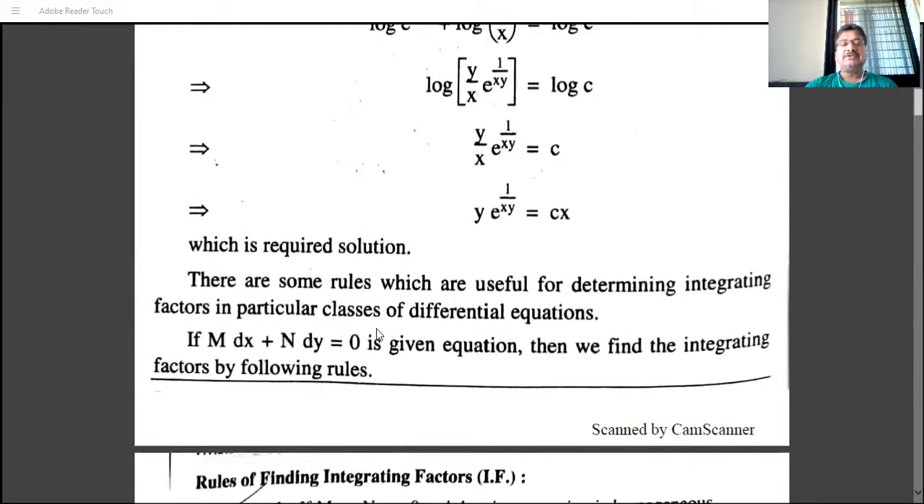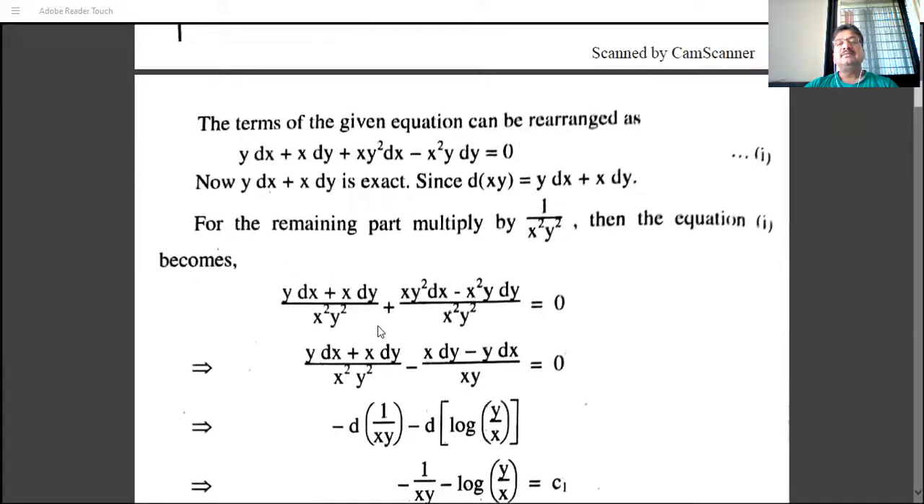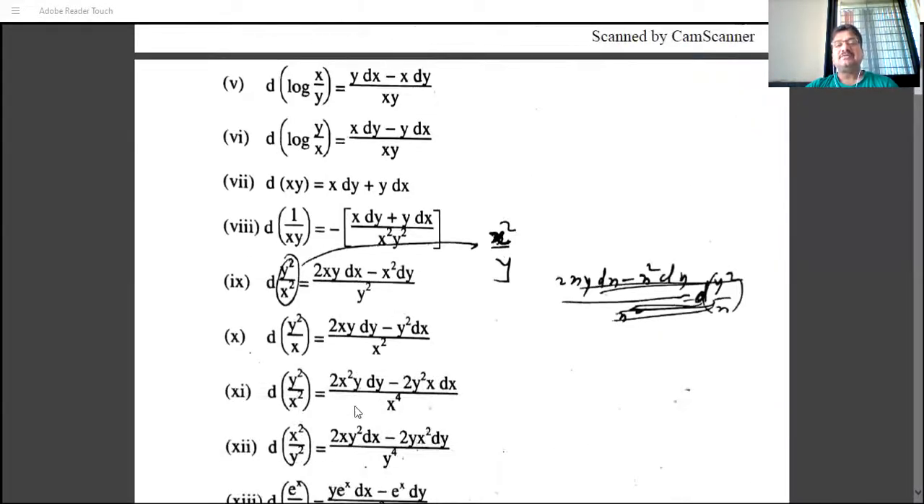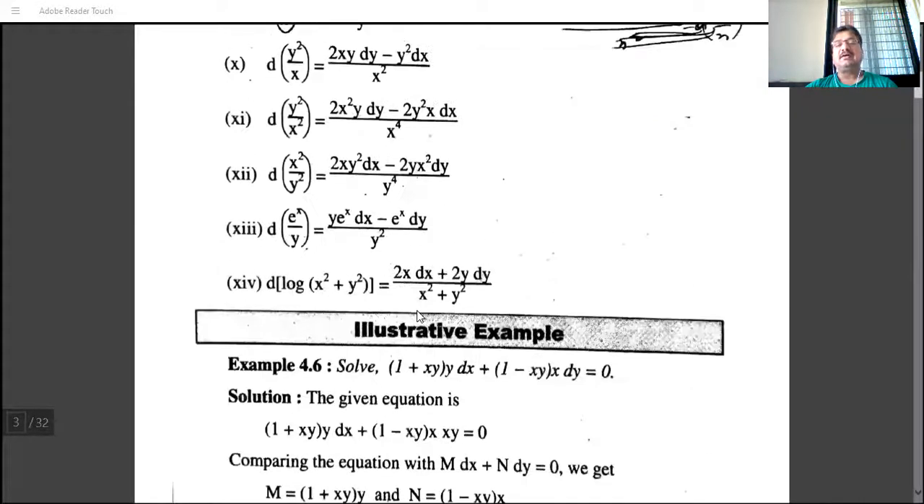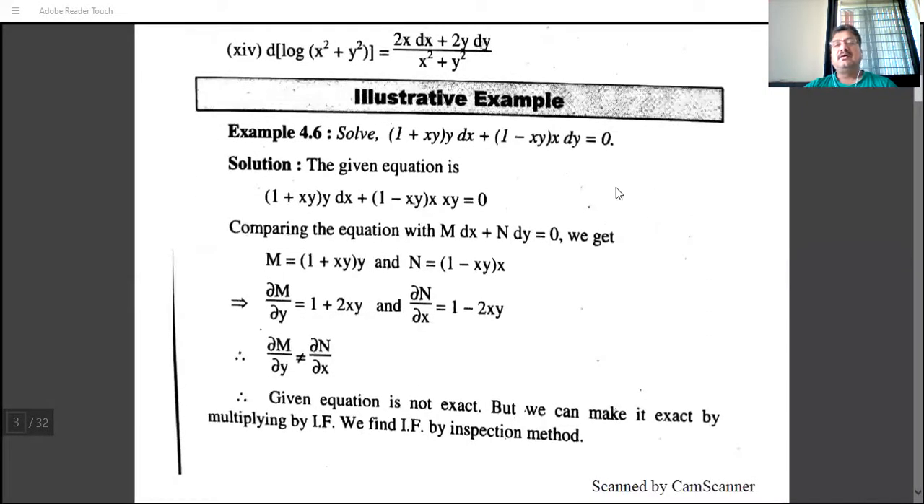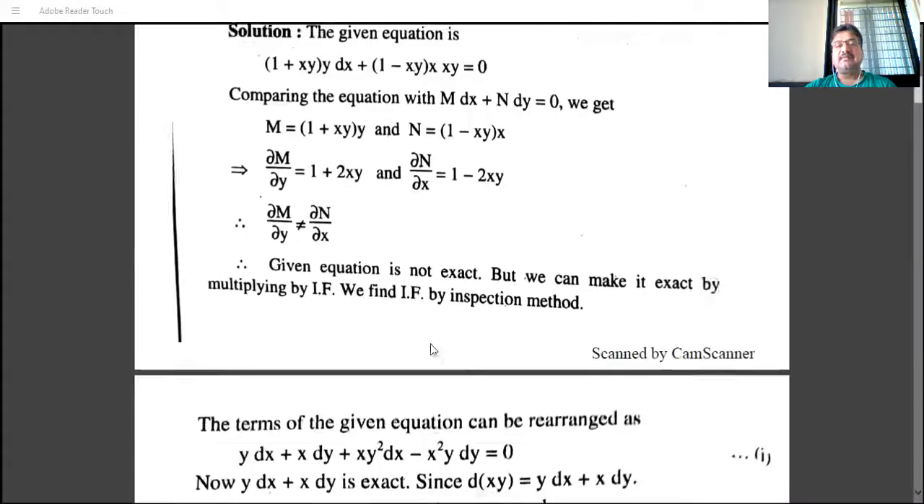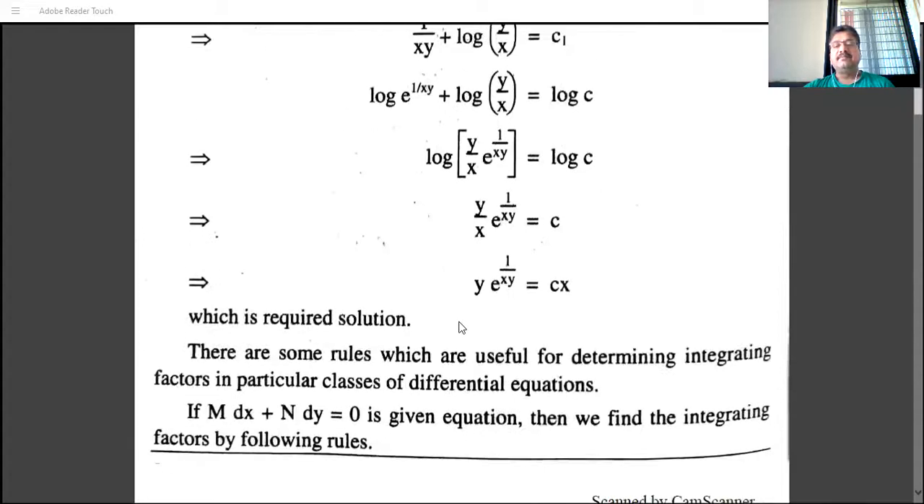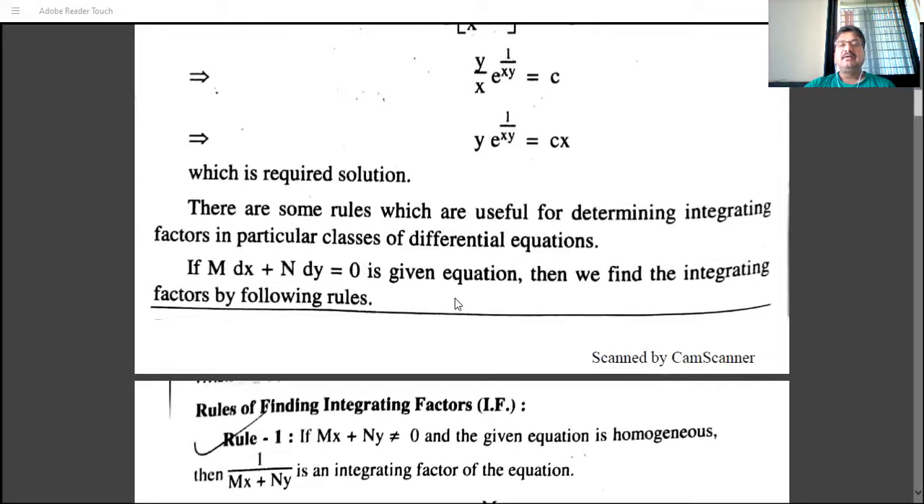So by the introspection method, using these tricks and these formulas, we can find the integrating factor of any differential equation which is not an exact differential equation. This is how we can find the integrating factor by the inspection method. There are some rules which are useful to determine integrating factors in particular classes of differential equations.